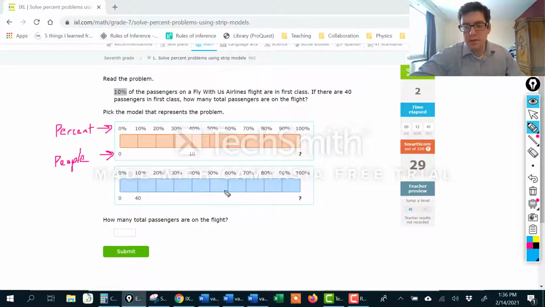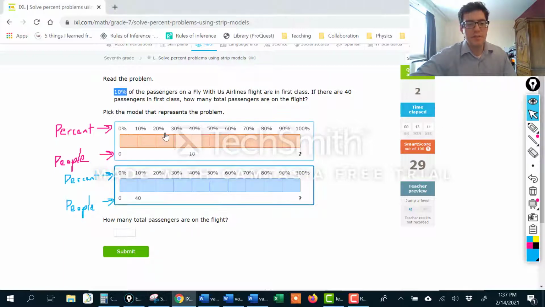Let me just change the color to do the other one. In the top we have the percent. In the bottom we have the number of people. I can see that 10 has the percent symbol next to it. 10 is the percent of the passengers on a Fly With Us Airlines flight. It's not the number of people, so it shouldn't be over here in the people section of the model. It should be over here in the percent section. So already I can see that this model describes the problem better than this one.